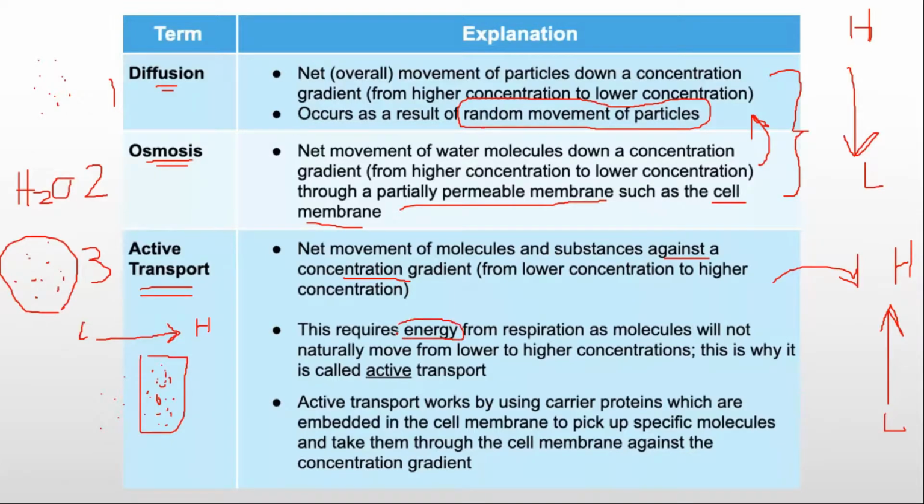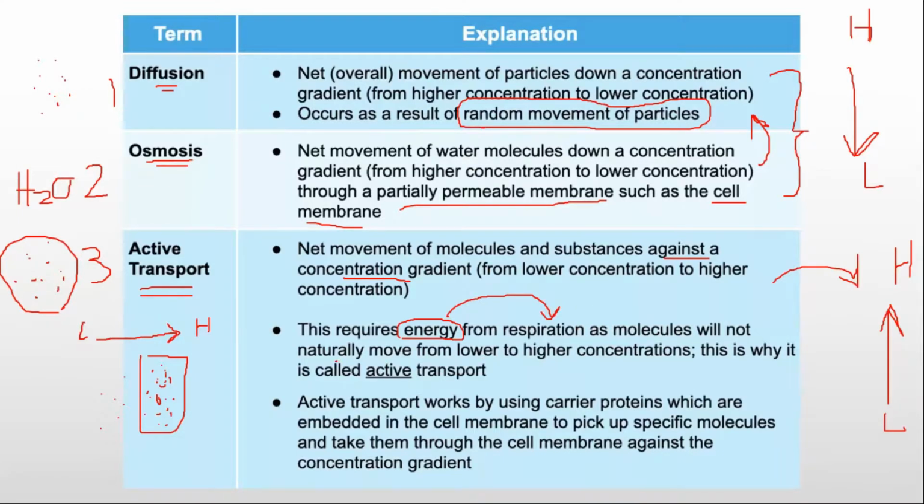When we talk about diffusion and osmosis, both of these processes occur down the concentration gradient, as a result of random movement, which means they do not need any stimulus or energy to get them to go. But in active transport, when we're pushing the molecules toward the higher concentration, we need energy, and that energy we get from respiration, which will be studied in detail in chapter 11 or 12.